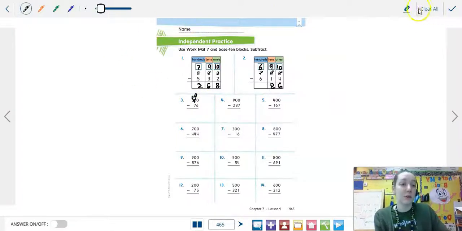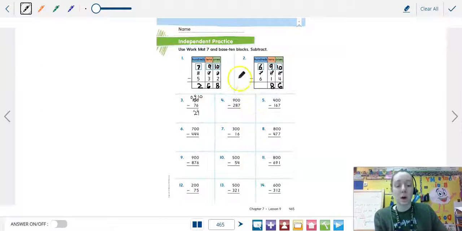Ooh, this is very messy. Let me see if I can make this better for you. But it's going to become, I know it's going to become a 9 because I'm giving 1 ten to the ones place. So I'm going to have a 0 in my hundreds place, a 9 in the tens place, and a 10 in the ones place. Okay, so then I have 10 minus 6 is 4. 9 minus 7 is 2, and then that's my answer because there's 0 in the hundreds place.